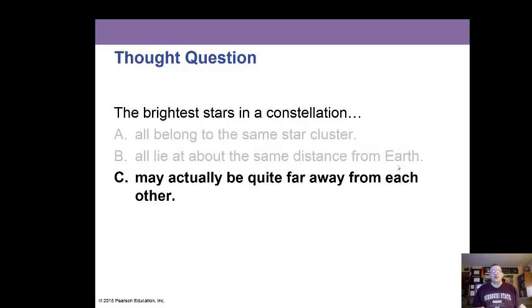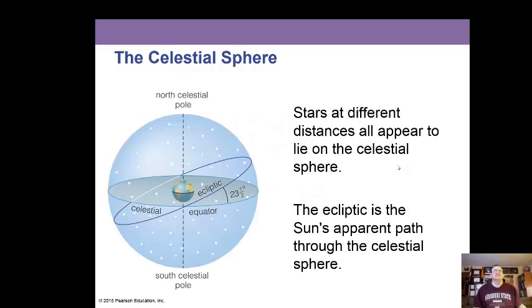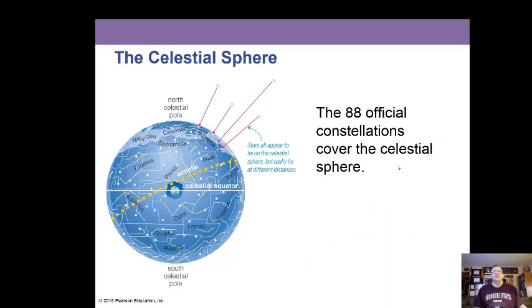They actually might be quite far away from each other. We just see them in the sky, in the same place. So our concept or model of the sky is called the celestial sphere. And so stars at different distances all appear to lie on the celestial sphere. And the path that the sun takes along with the planets is called the ecliptic. It is the sun's apparent path through the celestial sphere. And it is tilted 23.5 degrees to the equator, the same tilt as the Earth. And so the 88 official constellations cover the celestial sphere.